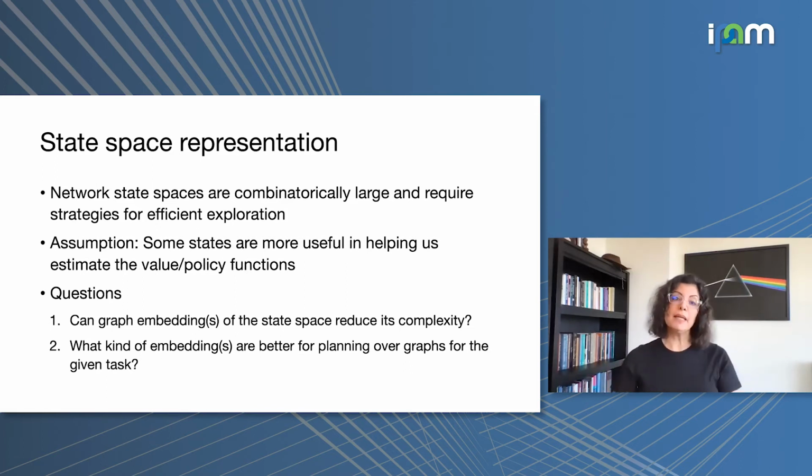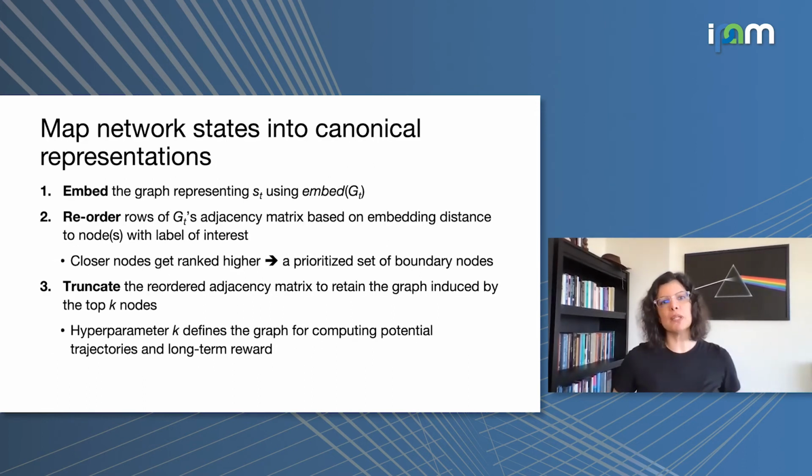So every state is a graph. And what I want to do is embed that space. One of the assumptions that we were making is that some states, that is, some graphs, are more helpful in helping us estimate these value and policy functions compared to other states. And whether there are certain graph embedding approaches that will be helpful to us in this selective harvesting case. So what we do in terms of how we're going to represent each state, which again is a graph, is we're going to embed the graph.